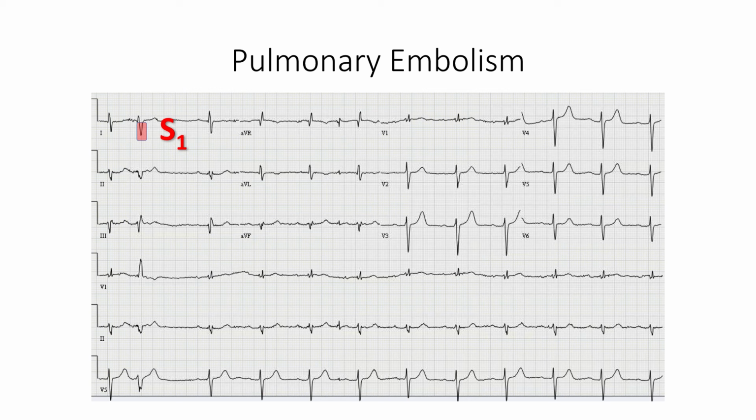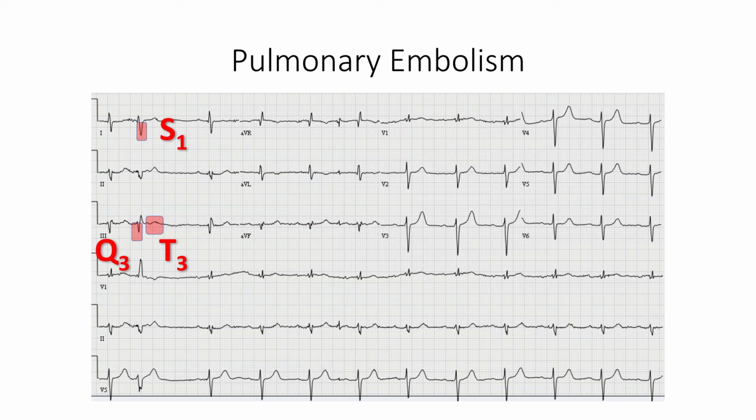So S1 simply means that the S wave portion of the QRS is really prominent in lead 1. And Q3 means that in lead 3, the Q wave is really prominent. And T3 means that in lead 3, the T wave can be altered, it can be inverted, and although in this example of PE the T wave wasn't perfectly inverted, you get the picture here.